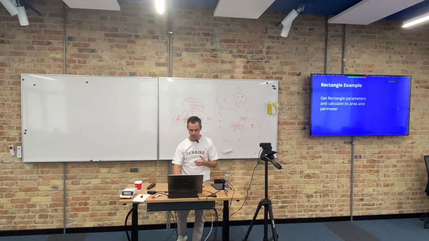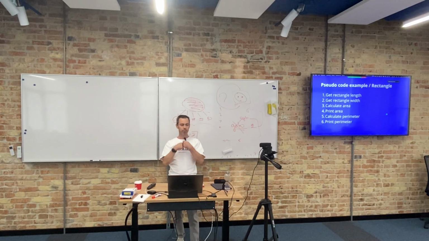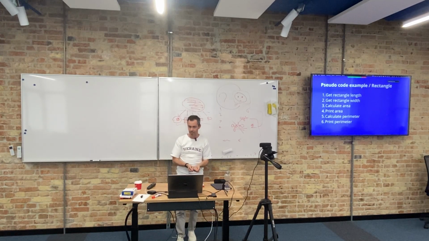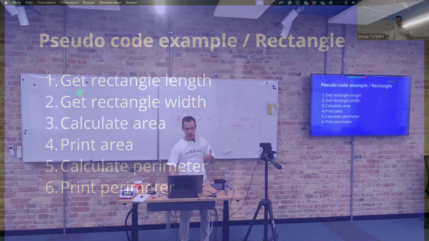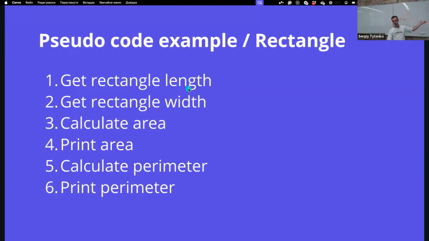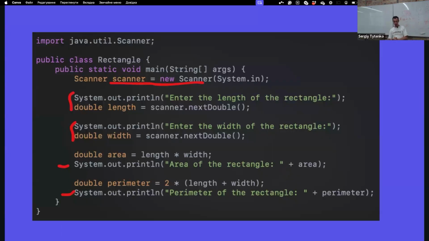Let's try to explain, make a pseudocode of this example. First, get rectangle length, user input. Second, get rectangle width. Third, calculate area. Fourth, print area. Calculate perimeter, print perimeter. Now, let me show the straightforward code without decomposition, without information hiding, without structuring.